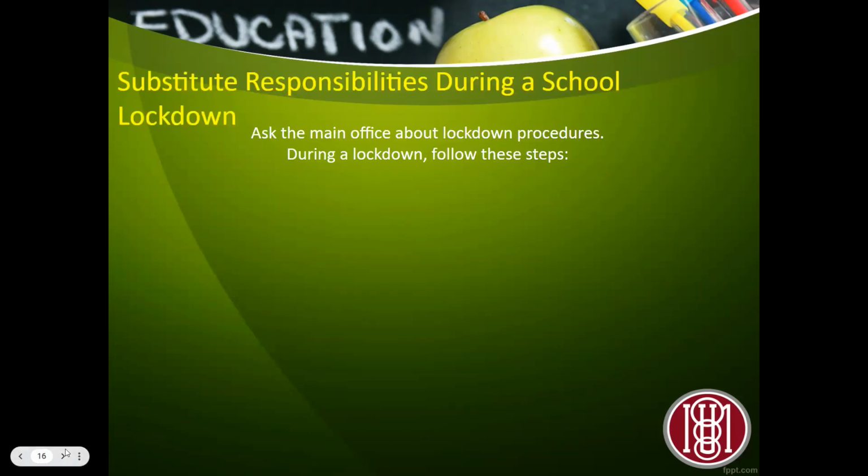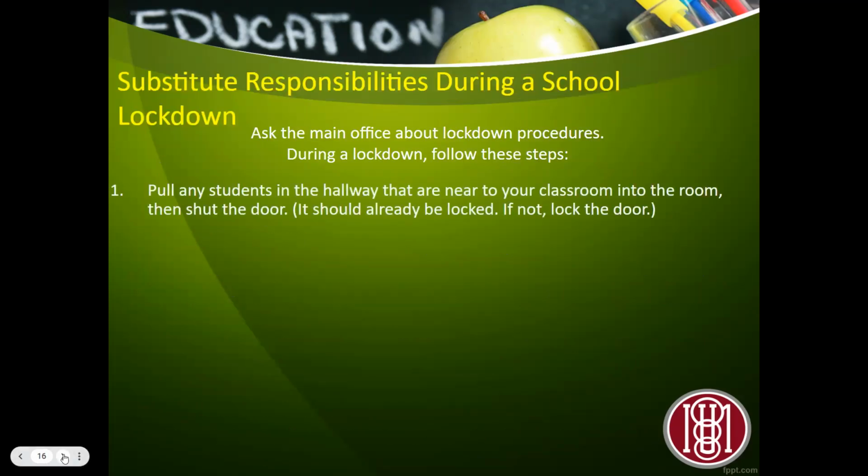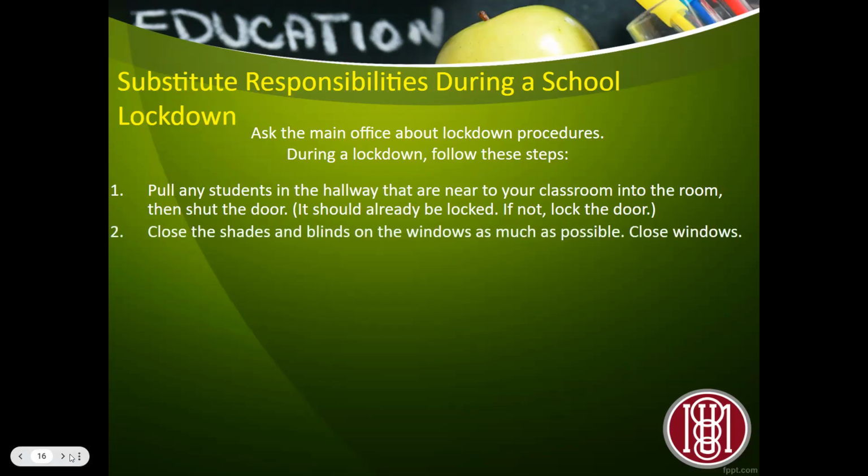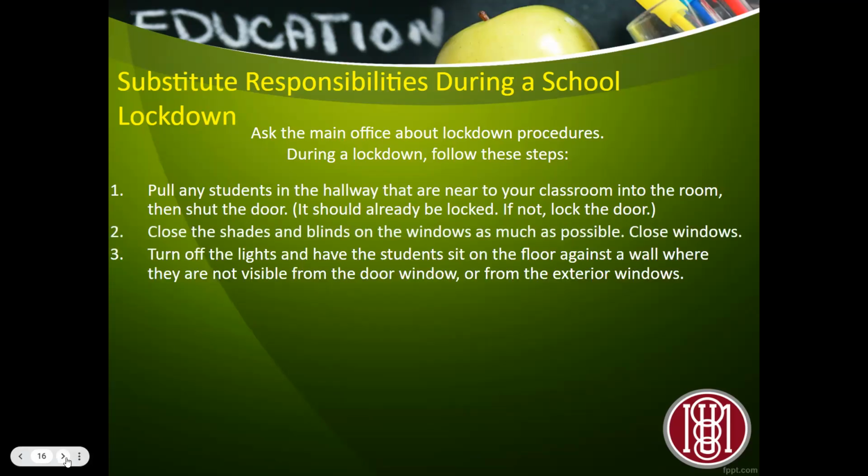If there's a lockdown, given all the safety issues that have happened in the last 20 or so years, there sometimes are lockdowns. Pull any students in the hallway that are near your classroom into your room, even if they aren't your student at the time, and shut the door. It should be locked. If not, lock the door. Close the shades and blinds. Close windows. Turn off the lights and have students sit on the floor against the wall where they're not visible from the door window or from the exterior windows.